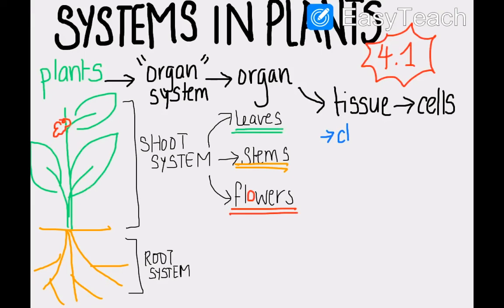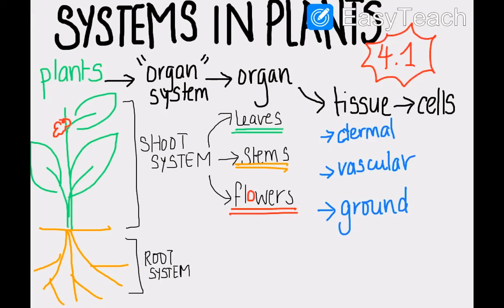Moving on to tissues, there are 3 types of tissues. There is dermal tissue, which refers to tissue on the outside of the plant. Then we have vascular tissue. This is tissue inside of the plant, usually helps with transportation. And the third type of tissue is ground tissue, which is any tissue that's not the other two, not the dermal tissue or the vascular tissue. And that's pretty much the overall structure of plants, at least to the extent that we're going to be looking at.